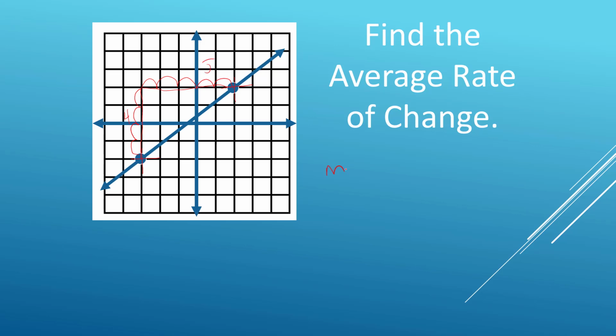So we said that m was equal to rise over run. And we have risen 4, and we have run 5. So our slope is 4/5.